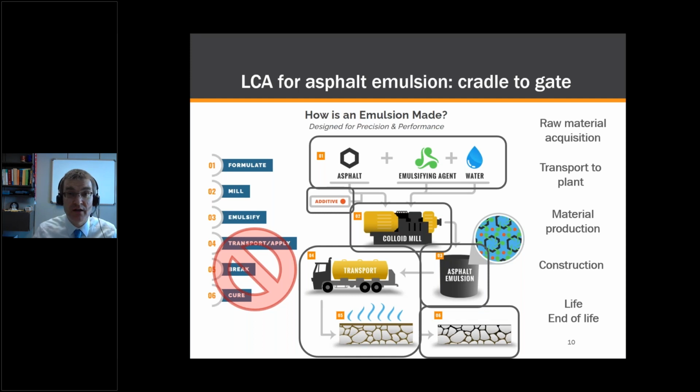So we don't include the transportation or the break or the cure. So that means that we're not including the construction and we're not including the end of life.